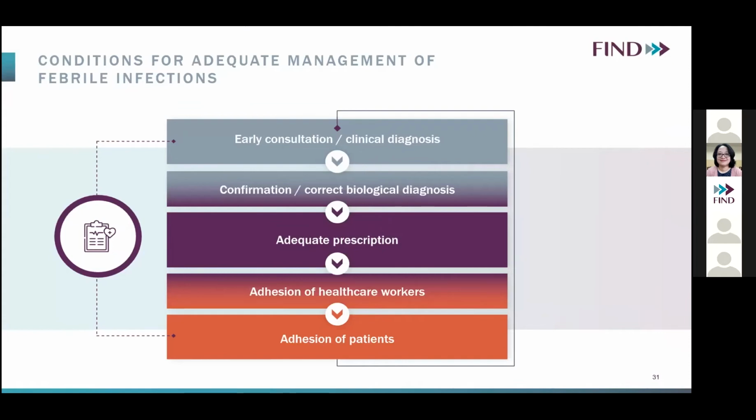As you know, for adequate management of febrile disease, we need to follow the schema presented in this slide. Firstly, we need the clinical diagnosis based on clinical signs and symptoms, supported by a biological diagnosis to confirm or not the clinical diagnosis. After that, we have the adequate prescription based on the clinical and biological diagnosis. And after that, we can have the adherence of the health worker and also of the patient or caregiver.